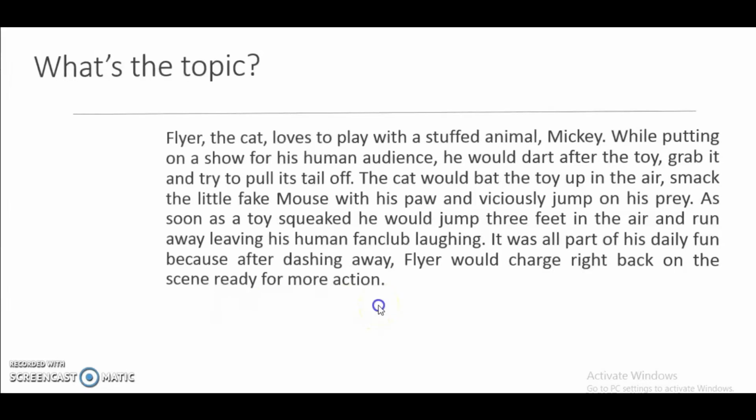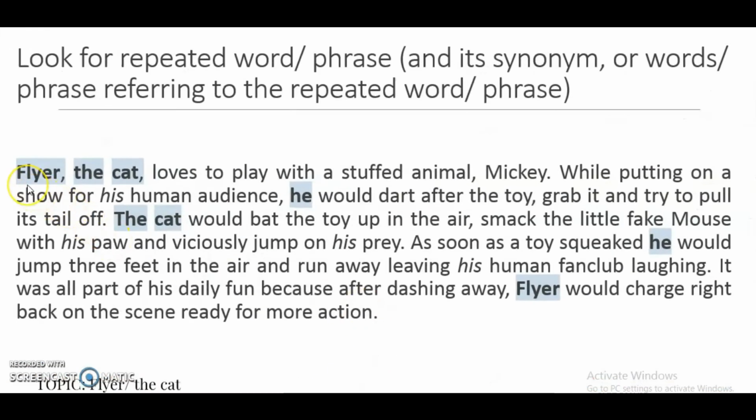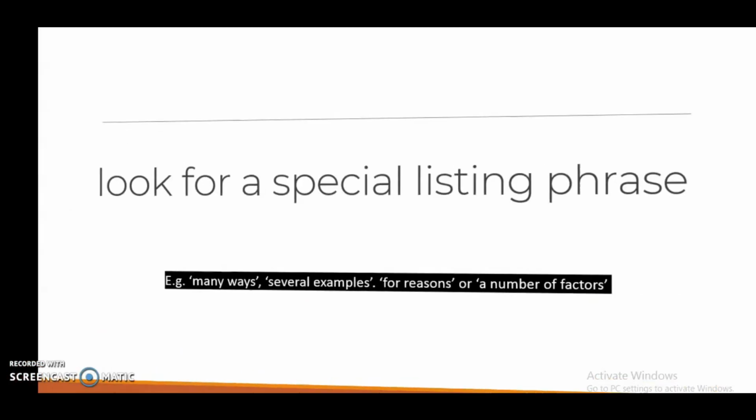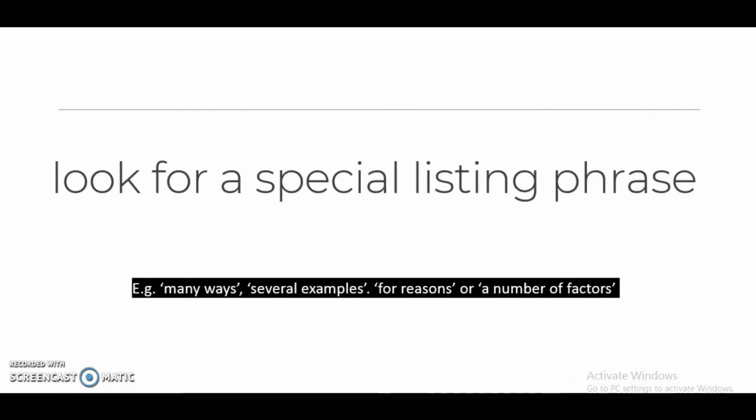In this example, if you say Flyer or the cat is the topic, you will be absolutely correct. The author mentioned Flyer, the cat, and used the pronoun he to represent the topic. Now, after identifying the topic, how can we identify the stated main idea? Well, first of all, you need to look for a special listing phrase. A listing phrase is a phrase that looks like many ways, several examples, four reasons, or a number of factors that form a part of the stated main idea.